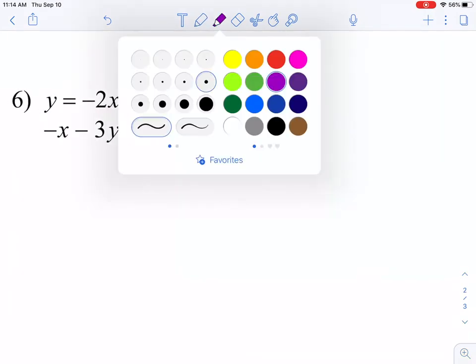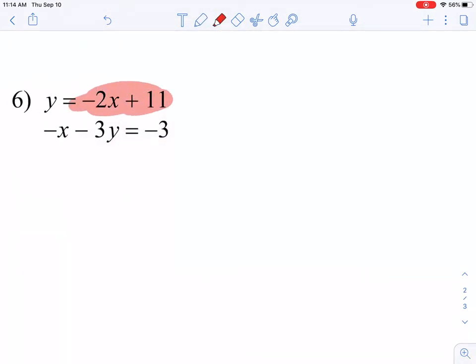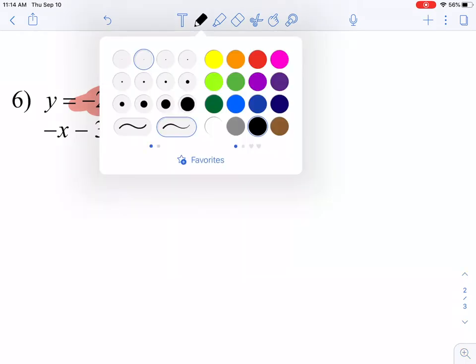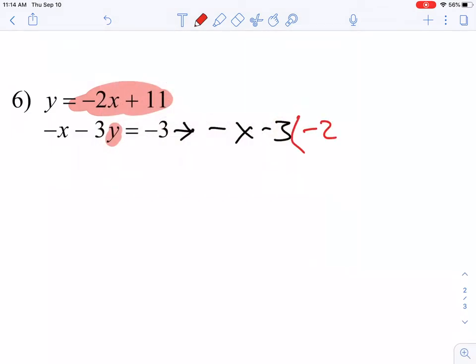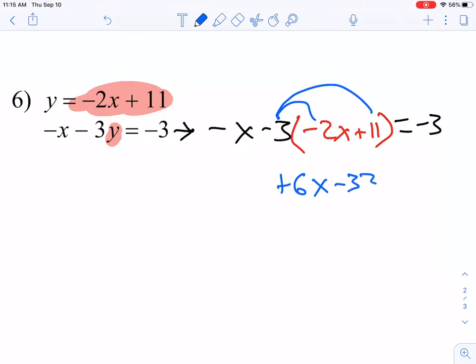Number 6, same idea. We are taking what y equals and substituting it in. So in this bottom equation here, we have -x minus 3 times our y value of -2x plus 11. And that equals -3. We are going to distribute -3 times -2 to get +6x, -3 times 11 to get -33.